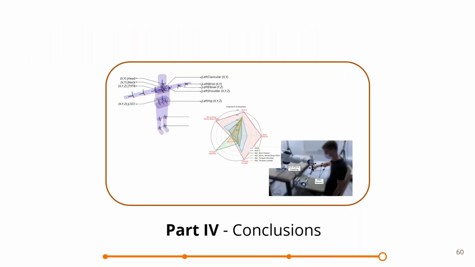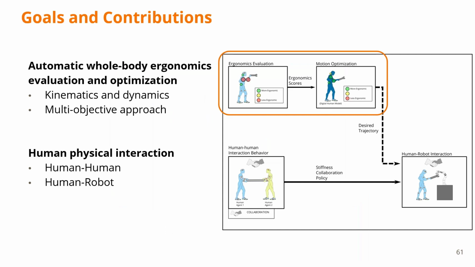Now, time for some final considerations, and a summary, of course. With respect to our initial goals and contributions, we were able to achieve automatic ergonomics evaluations regarding kinematics and dynamics ergonomics scores using a lightweight digital human model. In addition, we also proposed methods for automatically optimizing initial movement demonstrations using single and multiple objective approaches.